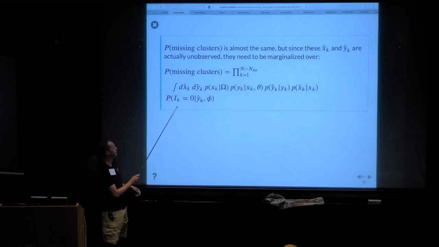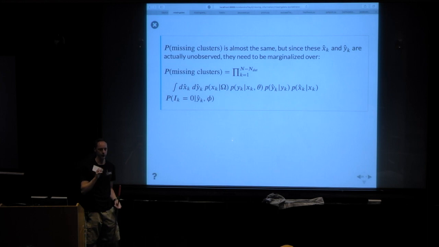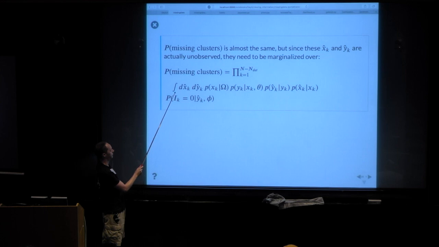Now there's this P of detection equals 0, which makes sense. And the only real distinction is because there aren't measured values, x hat and y hat, that we have. Those are things that we don't know. And when there's something that we don't know, we marginalize over it, right? So we can put this integral over x hat and y hat there.